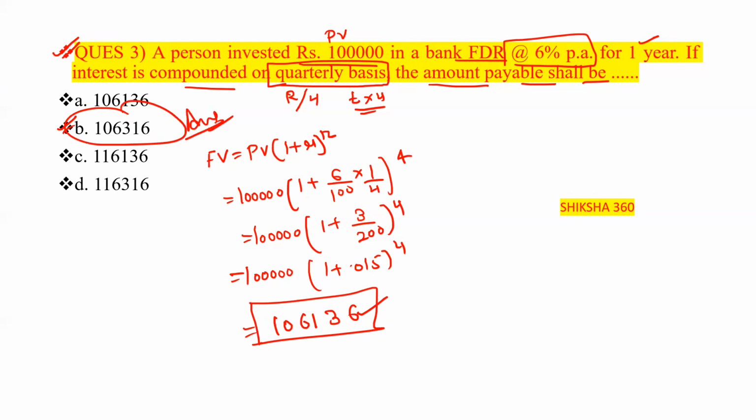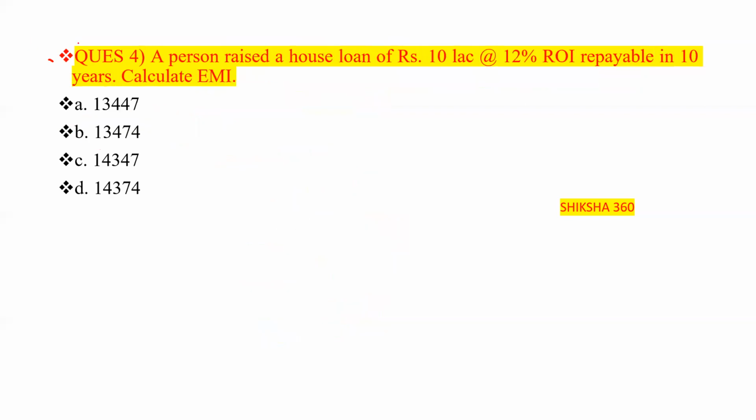Now move to the next question, question number 4, which is related to the EMI. So now let's discuss. A person raised a loan, a loan of rupees 10 lakh, at the rate of 12% rate of interest.